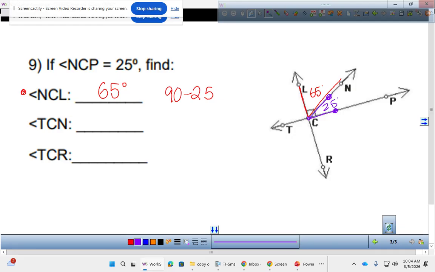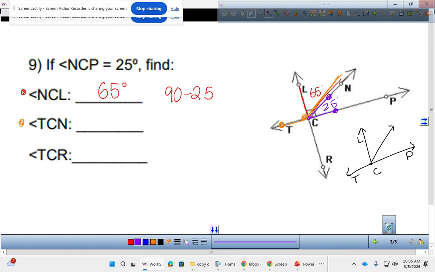The next angle they want us to find is angle TCN. So let's see. TCN is this big orange angle. It might be helpful to see those two angles without that middle line. So if this is P, this is C, L, T.